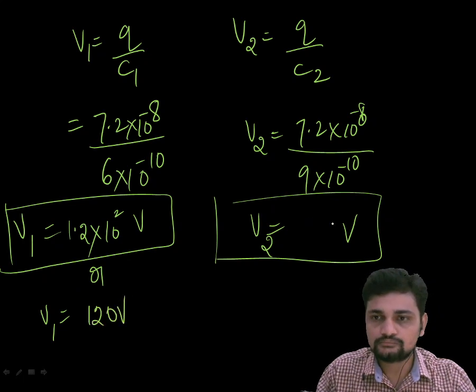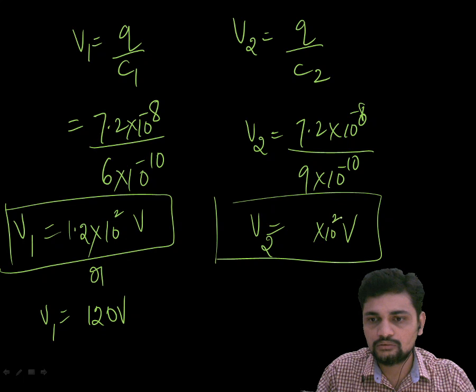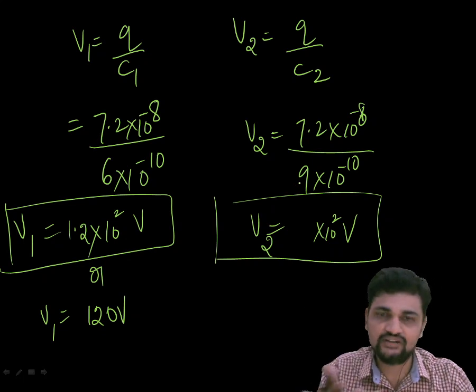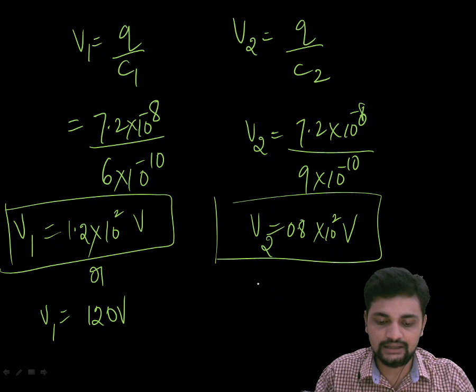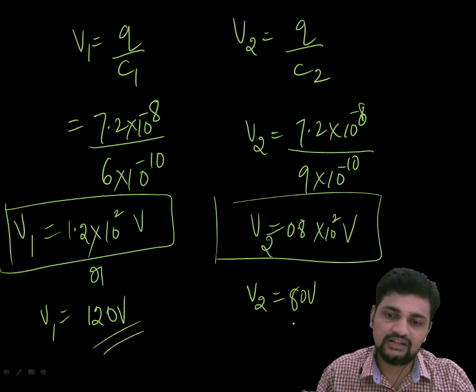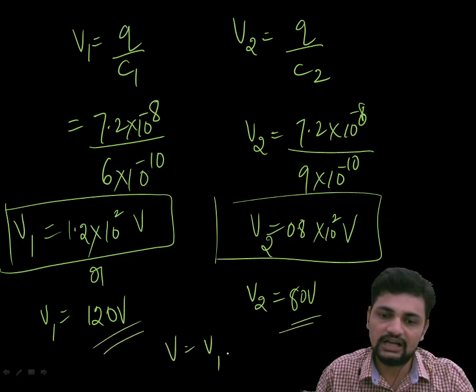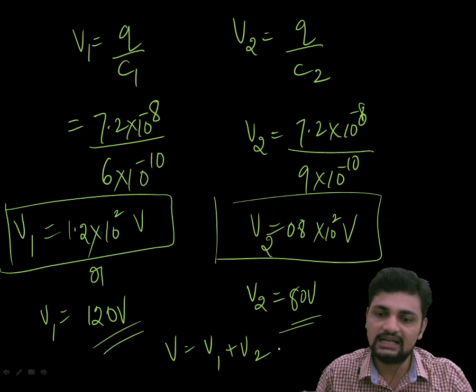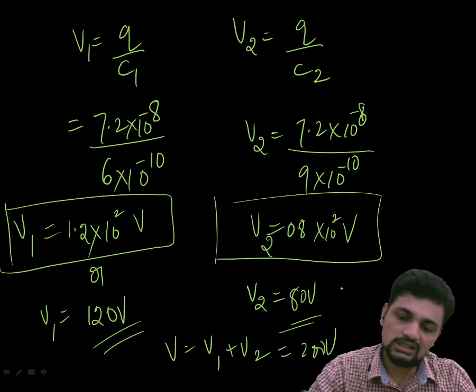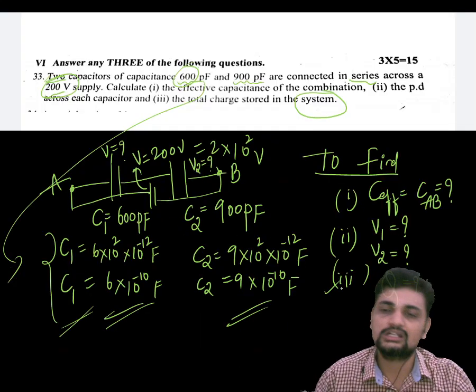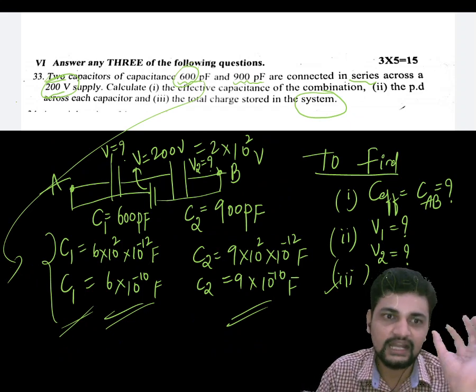And for V2, the 10 power will again be 2. So 7.2 divided by 9. The denominator is greater than the numerator, so obviously we will end up with an answer less than 1, which is 0.8. So 0.8 into 100, all I am going to get is 80 volt. So exactly, if you add V1 and V2, you will get a total voltage of 120 plus 80, which is 200 volt. This confirms that our answer is correct, because the total supply across the capacitors is also 200 volt.